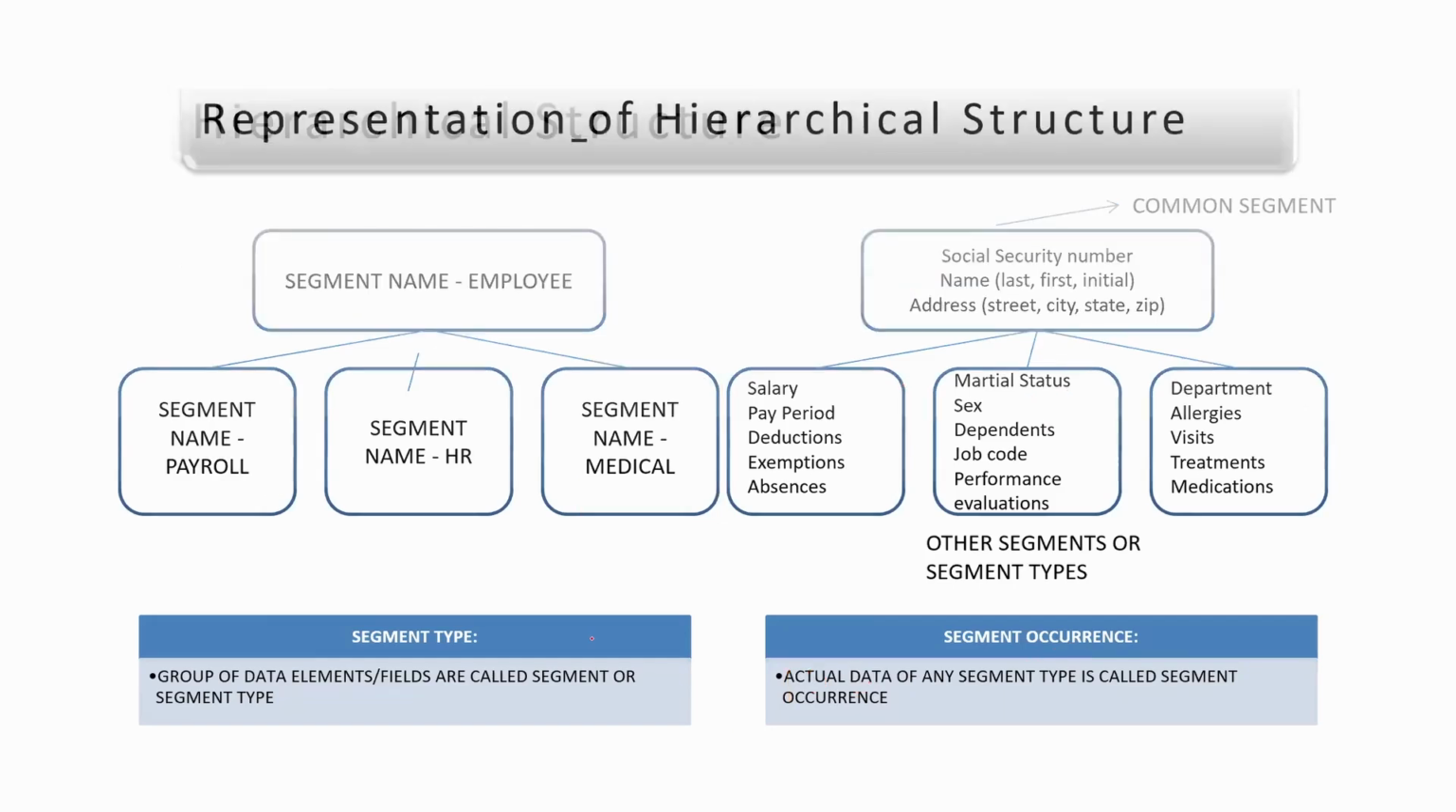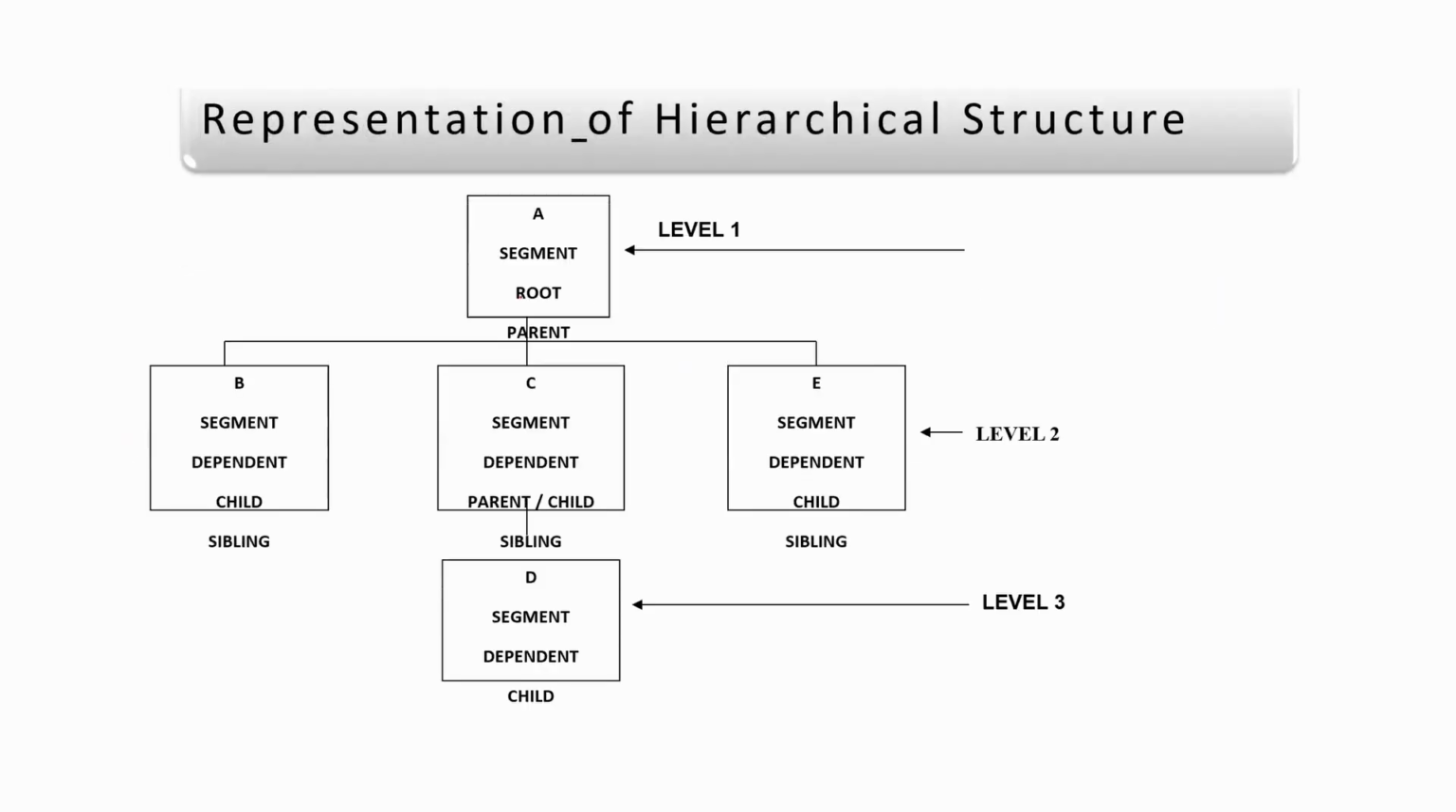Okay, let me ask some questions. So here, this is level 1, this is level 2, and level 3. Totally, how many segments can we have? 255 segments in an IMS DB. We can have a maximum of 15 levels.